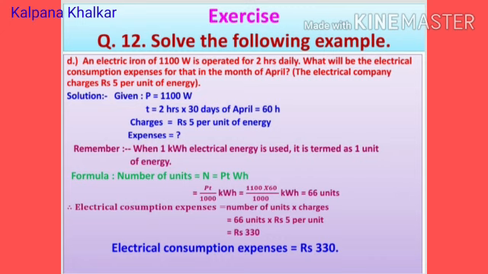D. An electric iron of 1100 watt is operated for 2 hours daily. What will be the electrical consumption expenses for that in the month of April, given that the electrical company charges rupees 5 per unit of energy? Solution. Given P is equal to 1100 watt, T is equal to 2 hours daily into days of April, which are 30, so 30 into 2 is equal to 60 hours. Charges is equal to rupees 5 per unit of energy.